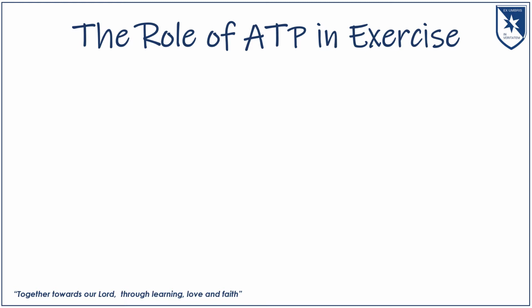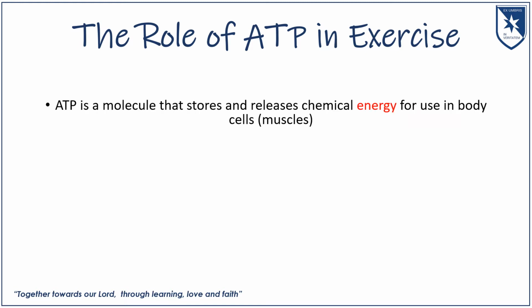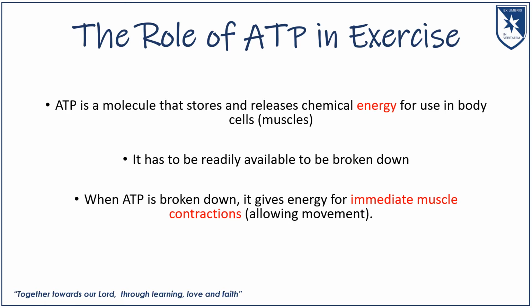So let's look at our first learning objective then: the role of ATP in exercise. ATP is a molecule that stores and releases chemical energy for use in our body, in our cells and in our muscles. It has to be readily available to be broken down. We need ATP in that immediate moment, in the first instance, for our body to break down and for us to be able to use.